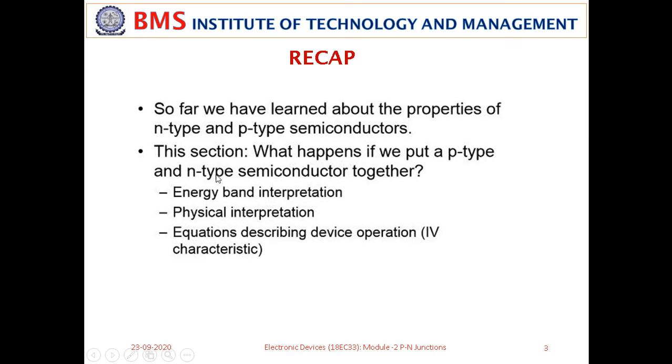We also discussed n type and p type semiconductor with reference to energy band diagrams. We understood how the energy band diagram looks for p type and n type semiconductor, and we interpreted with reference to energy band diagrams, physical interpretation, and a few equations. We also discussed conductivity and mobility of both types of semiconductors.